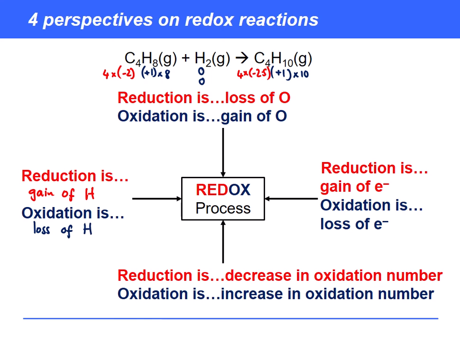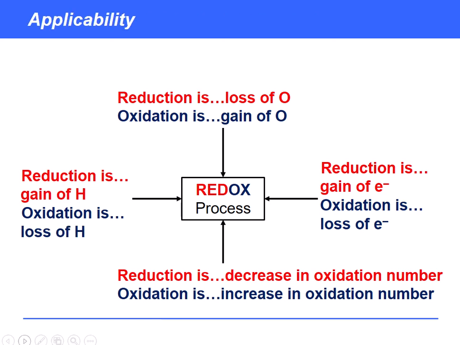And so we've got our 4 different ways to tell whether something is a redox reaction. I'll summarize them here. Loss and gain of oxygen, gain and loss of electrons, decrease and increase in oxidation number, and gain and loss of hydrogen. And as I said earlier, any one of these 4 being identified, or even one of the pair in each of these 4 being identified, is sufficient to prove that a reaction is a redox reaction.